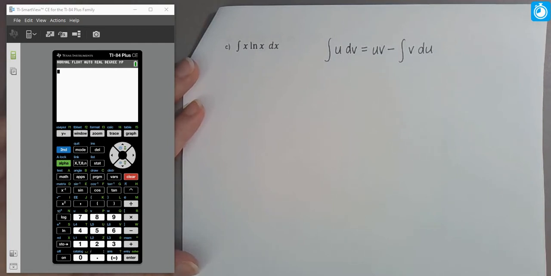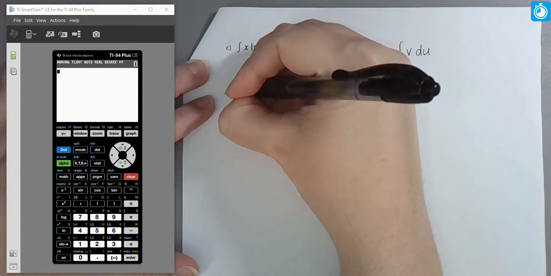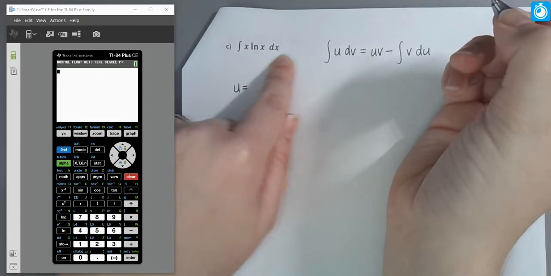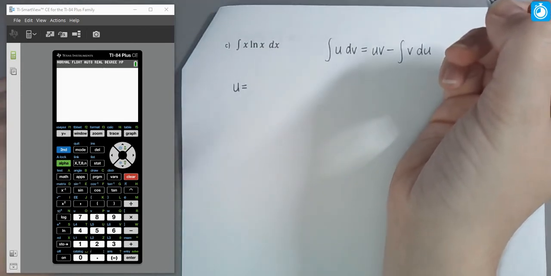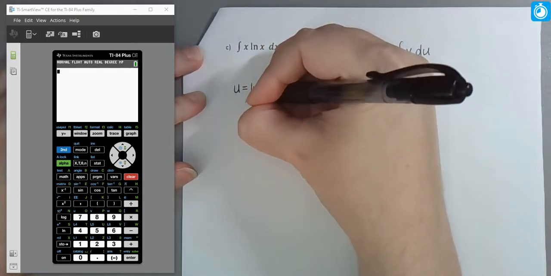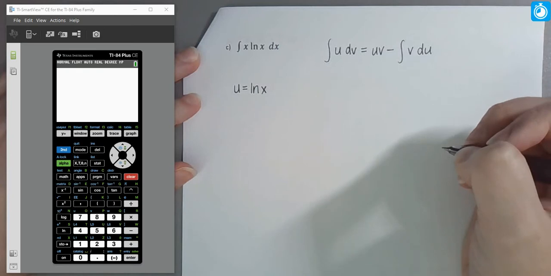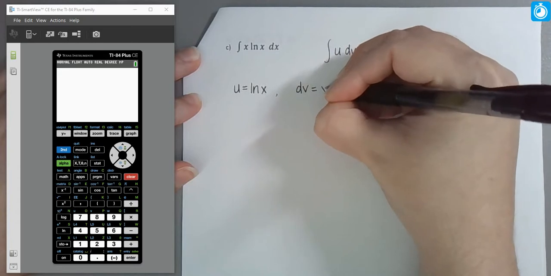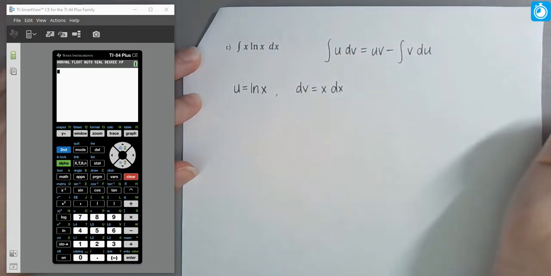So what's another pairing we could use? Okay, so we need a function that we can differentiate. That's going to be our u. We need a function that we can integrate. That's going to be our dv. So a function that we can differentiate. Well, we can certainly differentiate x, but that would leave us with natural log of x, which we know we can't integrate directly. So maybe go the other way around. So what if we let u be just the natural log of x, which we know we can differentiate, and we'll let dv be x times dx.